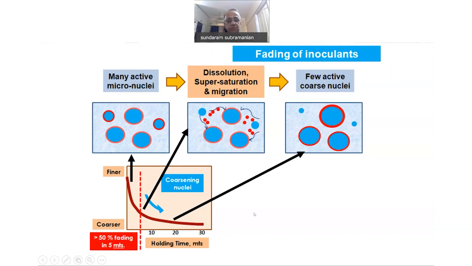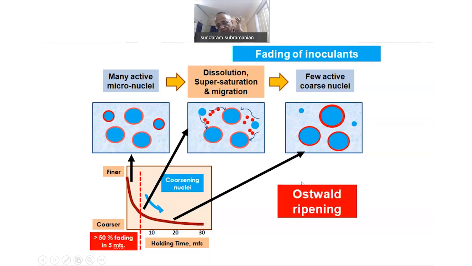So the finest nuclei are in the initial stage, then there is a migration to this stage, and then it's very coarse towards the end. This process is called Ostwald ripening, but it's enough to understand that the fading of inoculant is not just some few minutes or few seconds. What is happening inside the metal is that without these active nuclei, you cannot produce good graphitic structure.